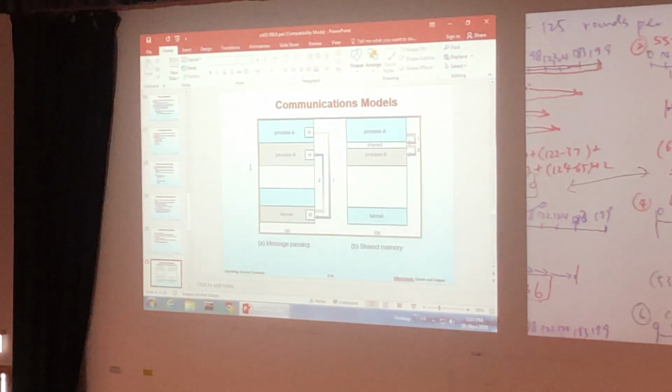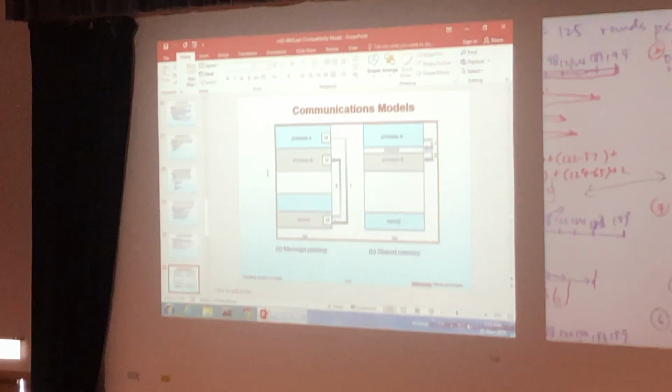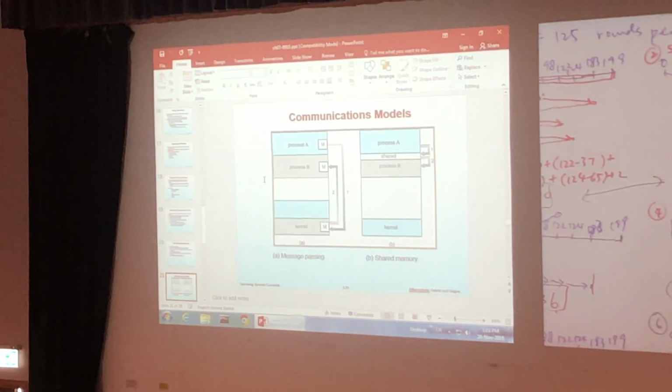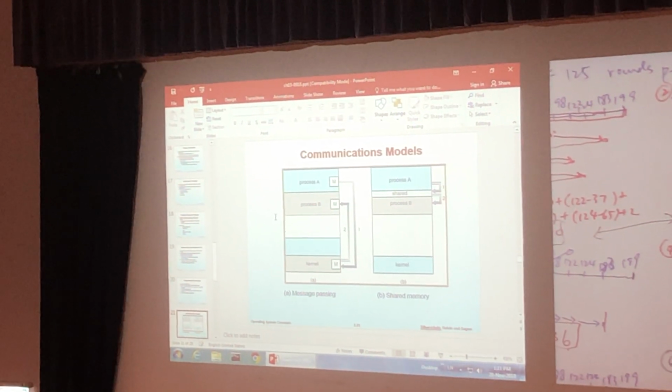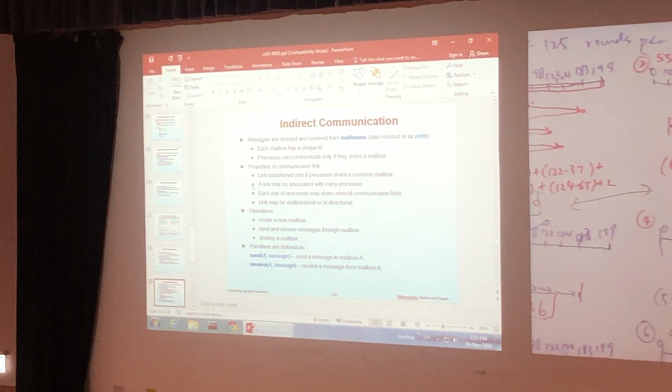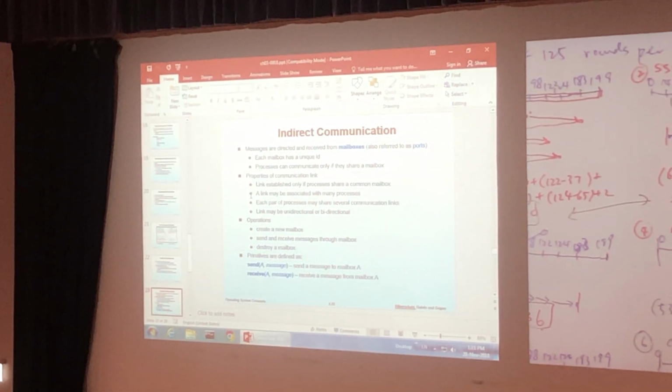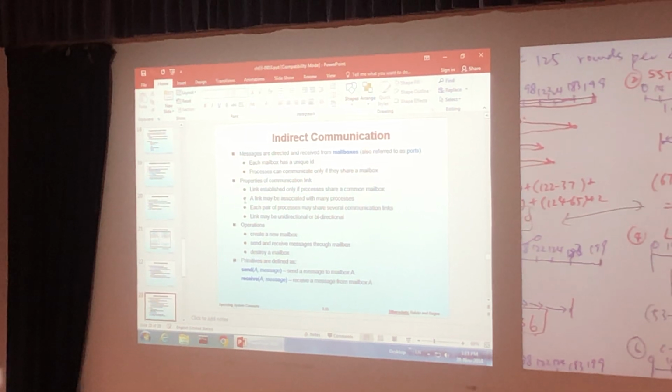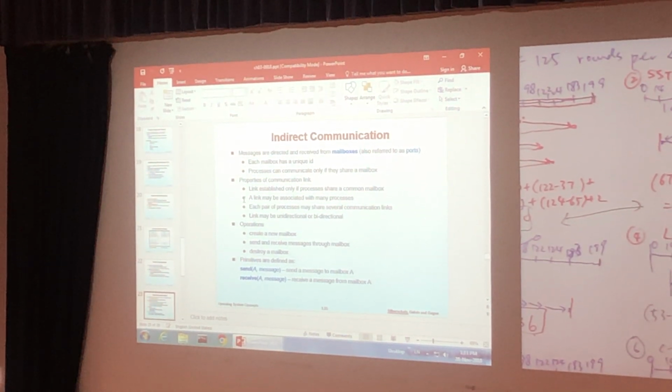We talk about different models of communication: message passing, shared memory, what are their trade-offs? Then we talk about naming of communication. When we say naming, we care about direct or indirect. Then we have some trade-offs.